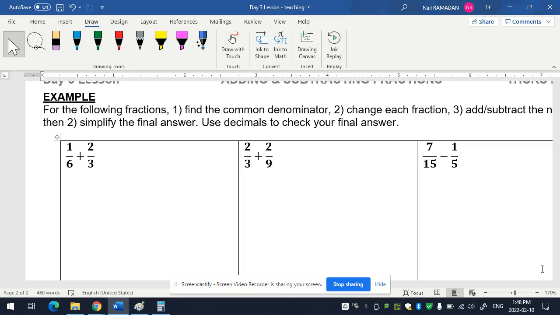What's my first denominator? What's my second one? Are they the same? Nope. So what do we do? The easiest way, listen up, to find the common denominator is to just multiply the 6 by the 3. Seriously, that's it. Just multiply the two numbers together. So on the side, I want you to write 6 times 3 equals 18.